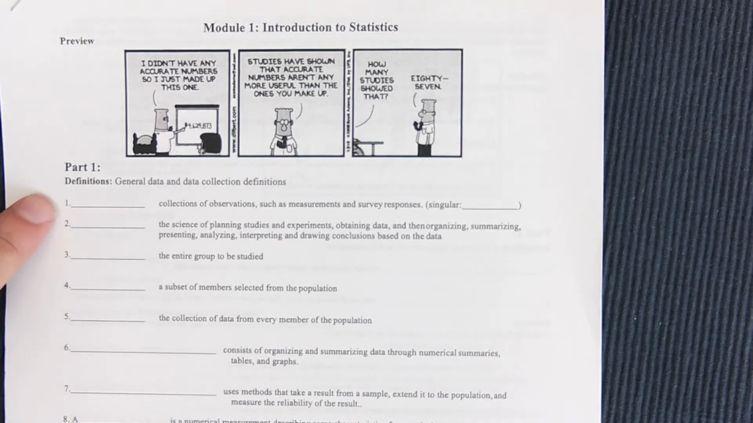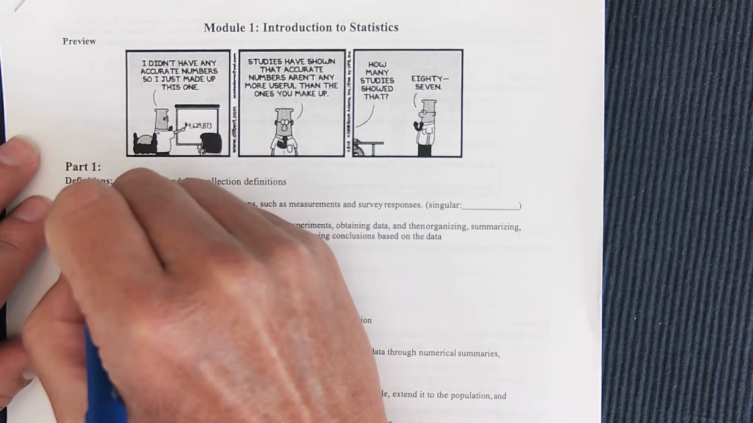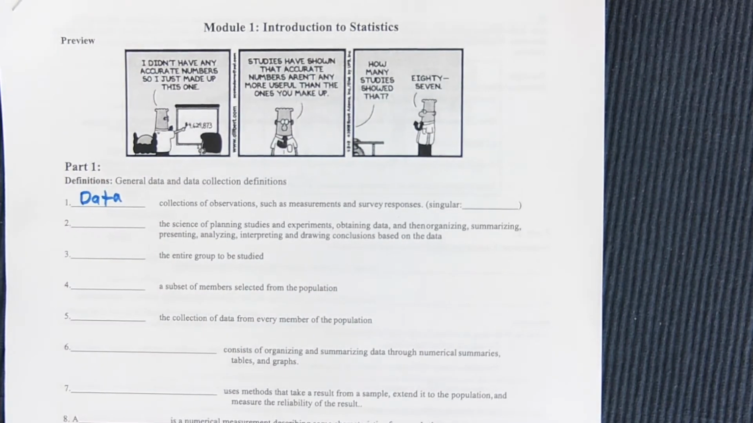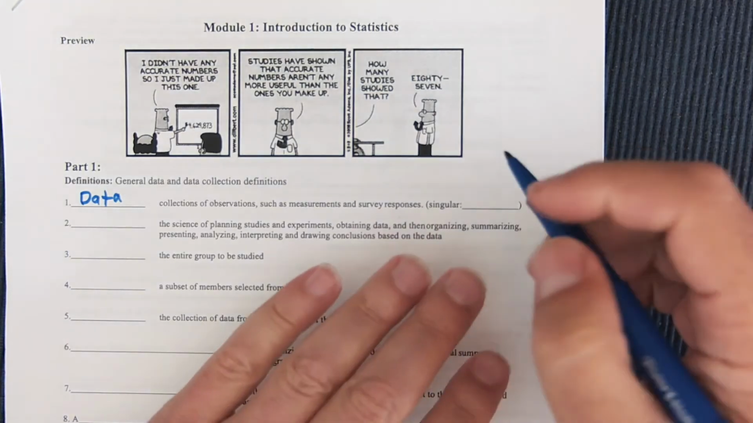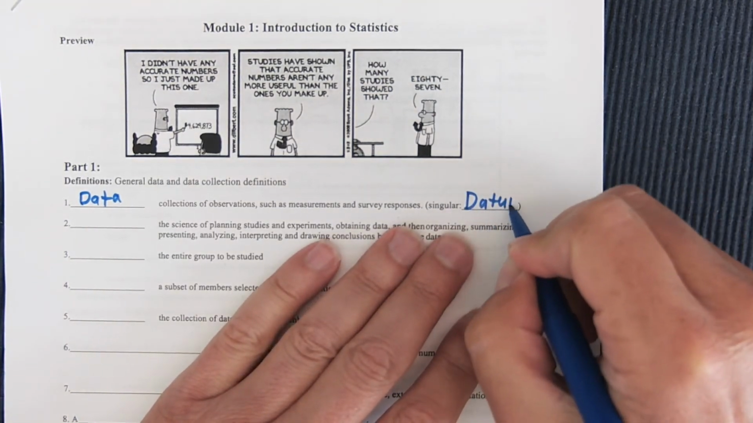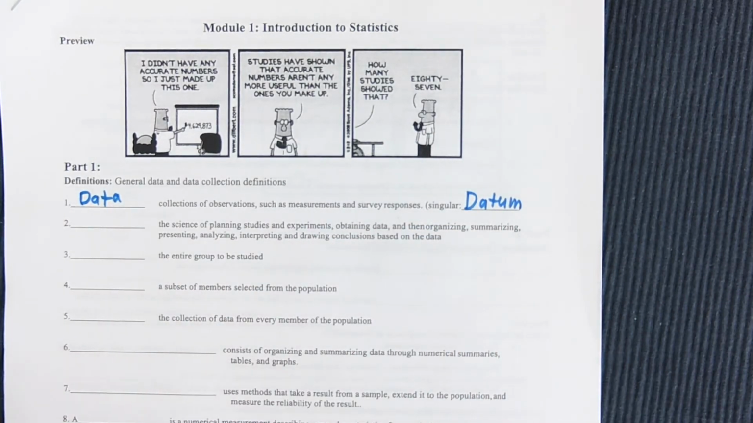So we're going to start with some definitions of some words that you might have heard of before and some that maybe you have not. Our first definition is the word data. Data is a collection of observations such as measurements and survey responses. The singular version of the word data is datum. It's kind of like curricula is plural for curriculum, if you know those words.